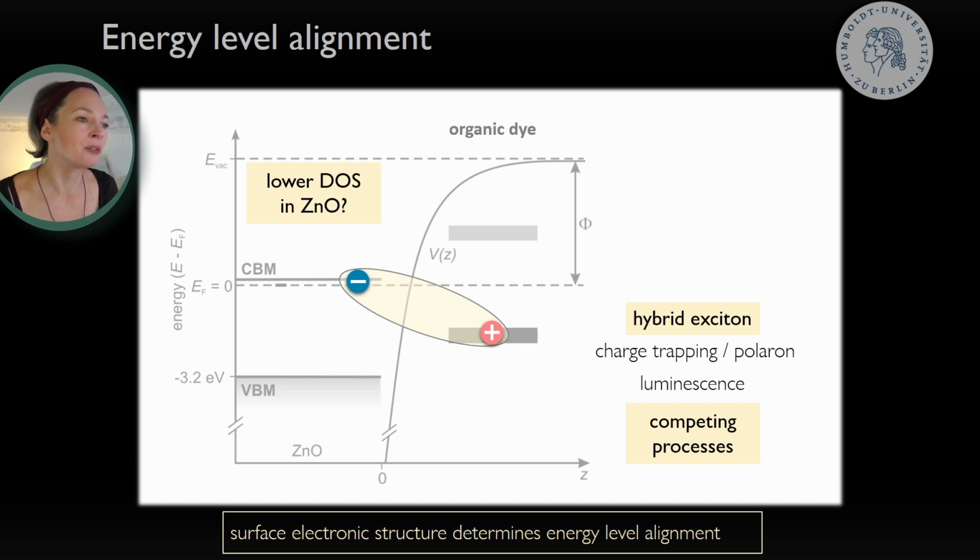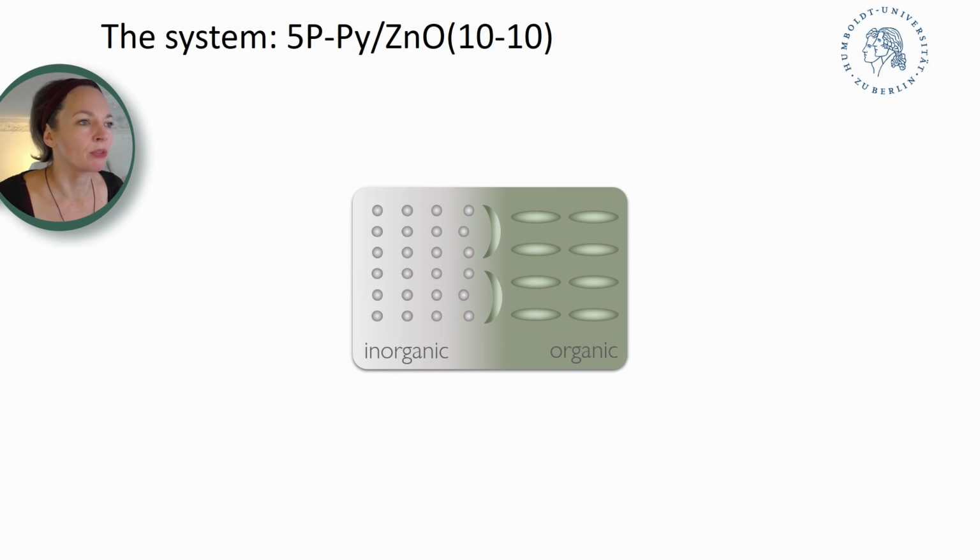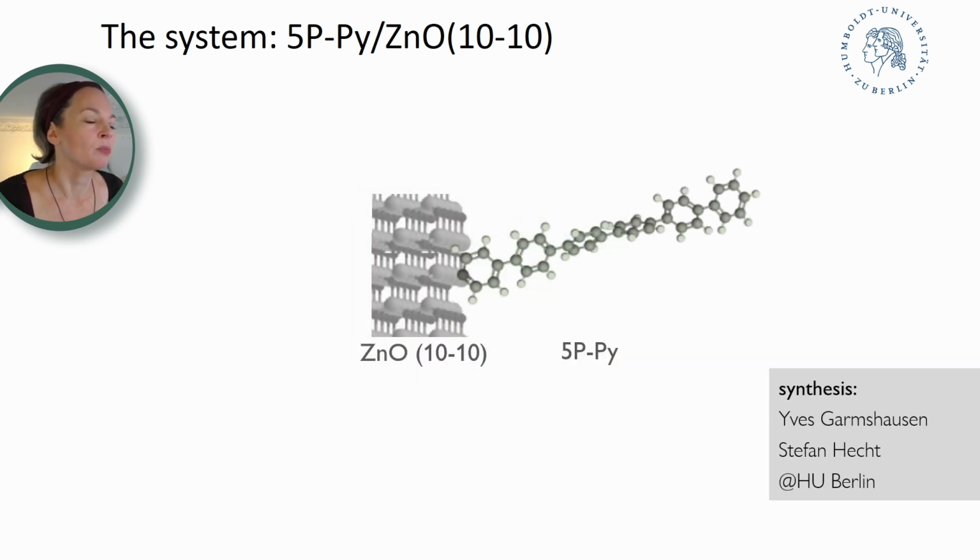In order to figure out what the reason for the reduced charge separation efficiency in zinc oxide is, we investigated a modeled system. So we combined the zinc oxide with a molecule that was synthesized by our colleagues at the Humboldt University. It's called 5p pyridine. So it's basically 5 phenyl rings and a pyridine end unit. And for the non-chemists that are listening to this talk, pyridine is a carbon ring where one of the carbons is exchanged by a nitrogen atom, which really likes to bind to the zinc oxide.